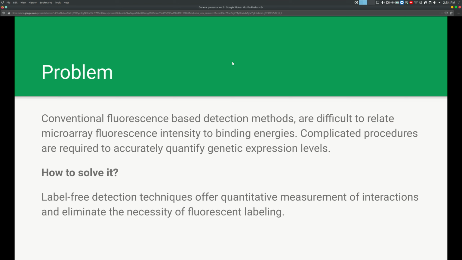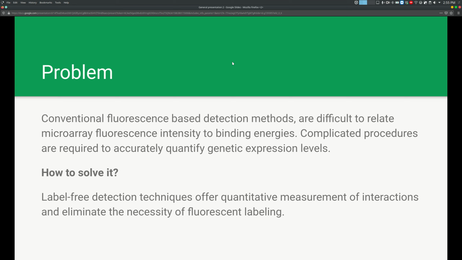Now, the problem established in the paper is that the basic way to operate is conventional fluorescence detection. Even though it's a difficult process, it's the standard process they use. There is a complication with the intensity and binding energies for DNA expression, and a complicated procedure is always required to accurately quantify the genetic expressions, because you want to know exactly the percentage of equivalence between samples.